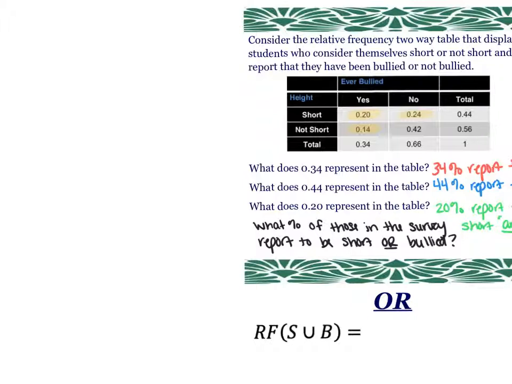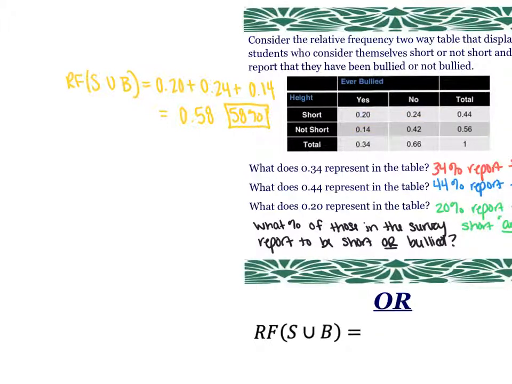So when I add these up to calculate the relative frequency of short or bullied, I'm going to add up 0.20 plus 0.24 plus 0.14. When I do this, I get 0.58, or 58% of those who were surveyed reported that they consider themselves to be short, or they have been bullied before. And so that was one way that students approached this problem.